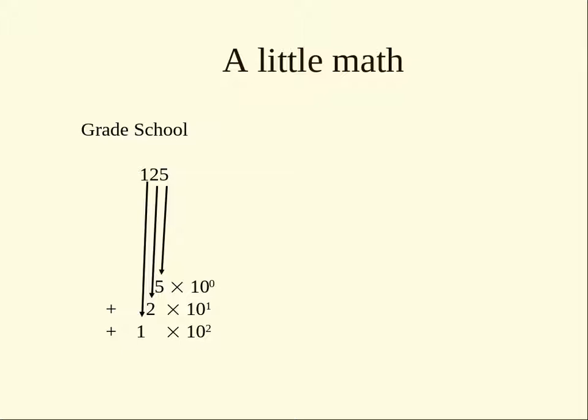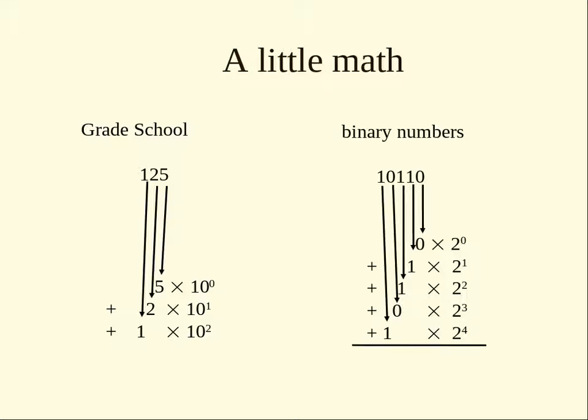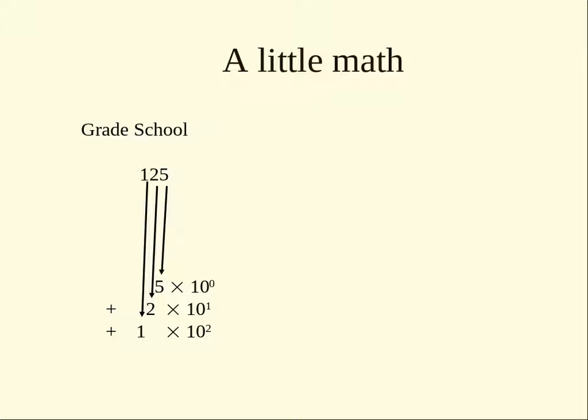So you remember in grade school, 125 was really just 5 times 10 to the 0th. 10 to the 0 is 1, so 5 times 1 is 5. The 2 is 2 times 10 to the 1st, because 2 times 10 is 20. And that leading 1 is the hundreds digit, where it's 1 times 10 to the 2nd, aka 100. 1 times 100 is 100. And by the way, that's how you get your 125. It's really 100 plus 20 plus 5.